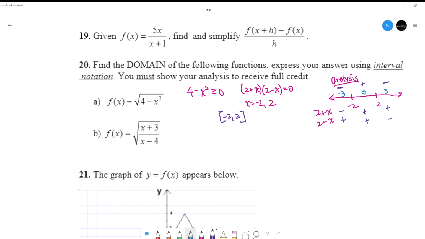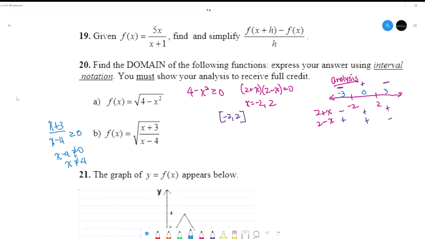All right, here's 20b. You see how this is a square root? So in a square root, I know (x plus 3) over (x minus 4) has to be greater than or equal to 0. First off, I know that the denominator cannot equal 0. So that means x minus 4 cannot equal 0, so x cannot equal 4. Is that clear for everyone? Okay, so what does that mean? That means it's all numbers that make this positive, 0, and greater, right?